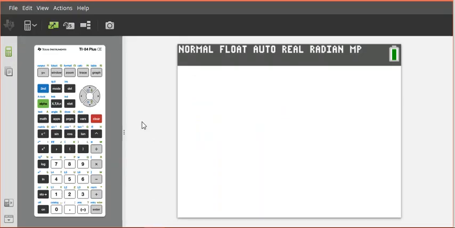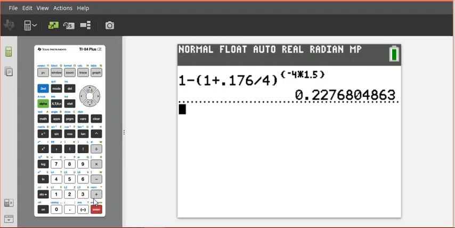So here we go. Here's our calculator. We're going to start with the denominator: 1 minus, open parentheses, 1 plus 0.176 divided by 4, close parentheses, raised to a power. The exponent is negative 4 times 1.5. This is the denominator of what's in brackets. Now you have to input the numerator. I'm going to be safe and put this in parentheses: r over m, close parentheses.